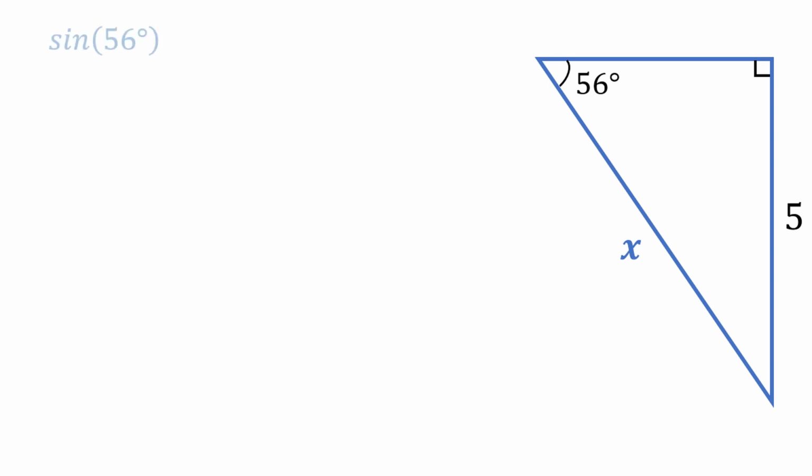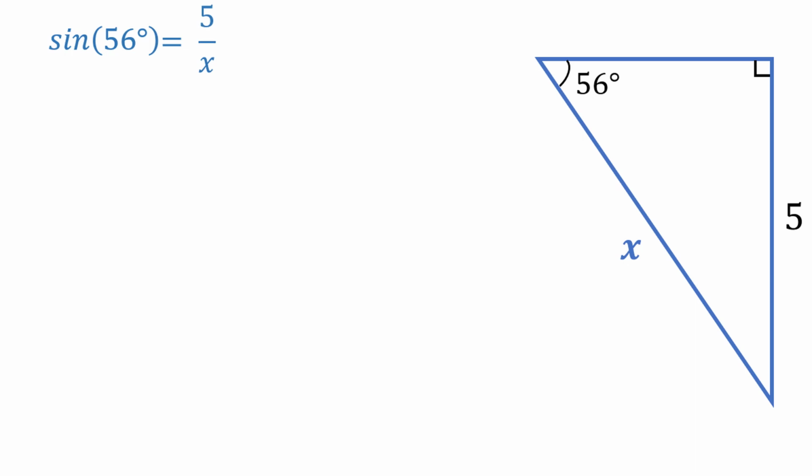Well, that's sine. Or I guess if you wanted to be tricky, you could have said cosecant, but most people would rather deal with sine if they have the choice. Sine of 56 degrees is equal to the opposite side of 5 divided by the hypotenuse of x. Then this turns into an algebra problem.